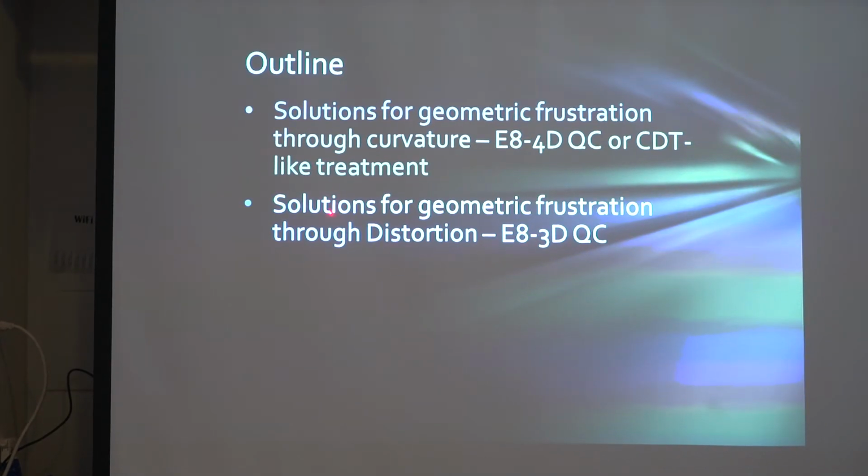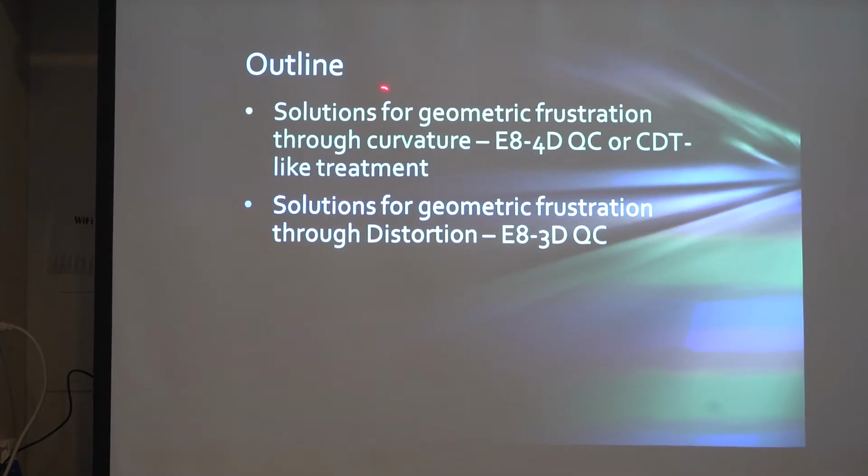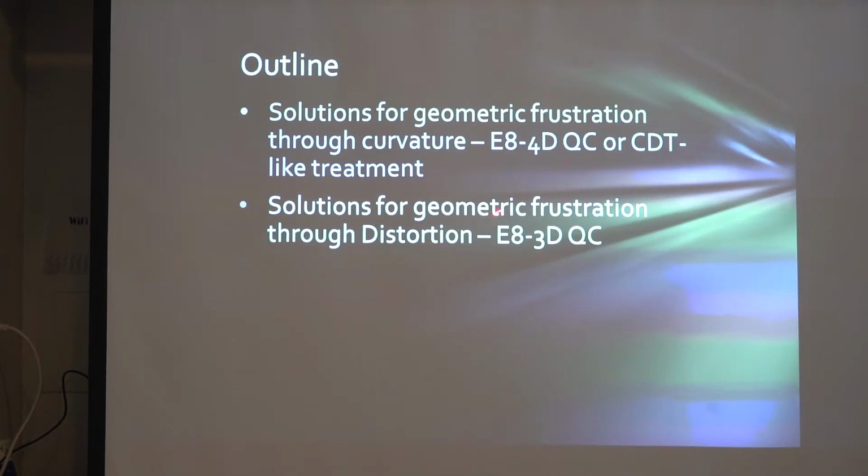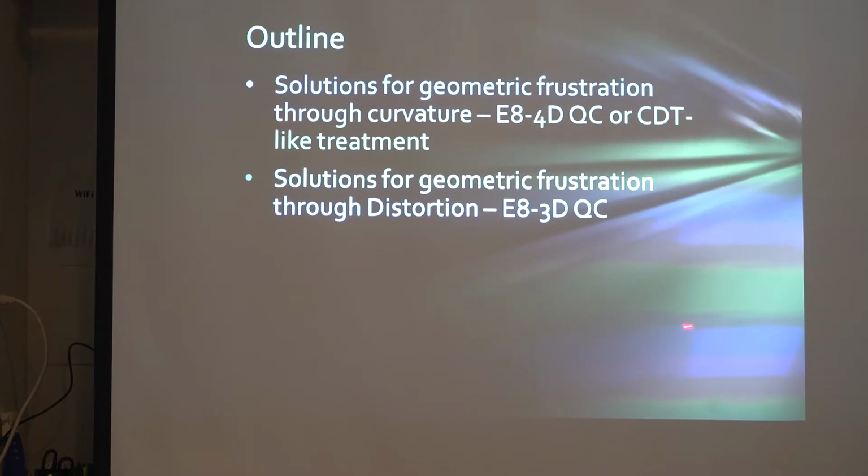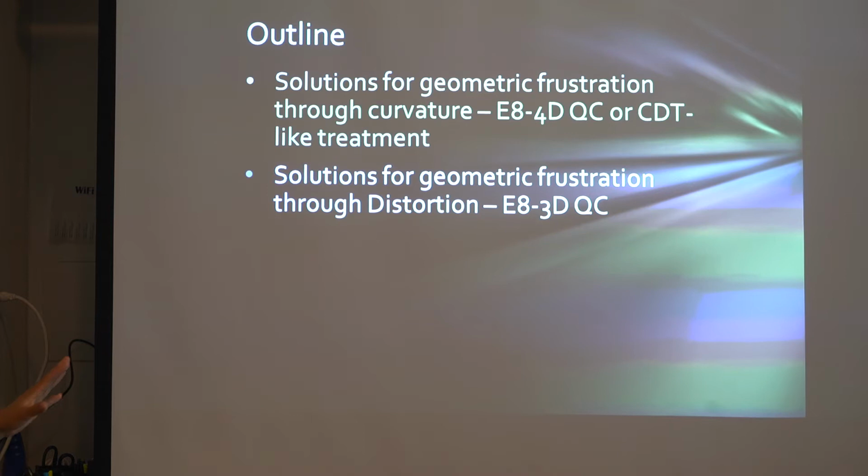And then there's another solution. Okay, so that shouldn't be an S there. Solution for geometric frustration through distortion. That's the E8 to 3D quasi-crystal. I will be showing this part. I can show you how the tetrahedron gets distorted when we project the E8 to 3D.